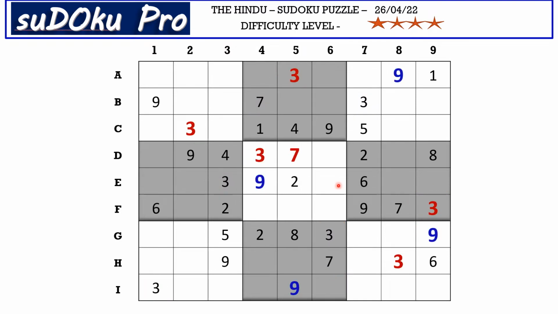Let's find all the 6s now. There is a 6 here in E row and a 6 here in F row which blocks these 4 cells. So D6 takes 6. Now this 6 blocks this cell here, and there is a 6 in H row which blocks these two cells. So I4 takes 6. Now this 6 and this 6 here in column 6 block these 3 cells here. So B5 takes 6.